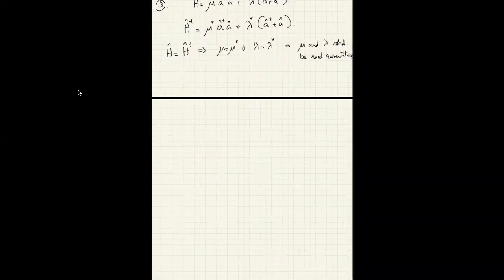The second part of the problem says, for a suitably chosen operator B, can you redefine the operator such that the Hamiltonian can be recast as some simple harmonic oscillator plus a constant?